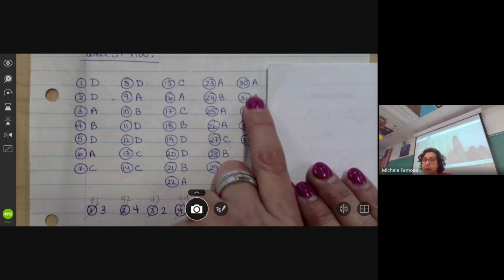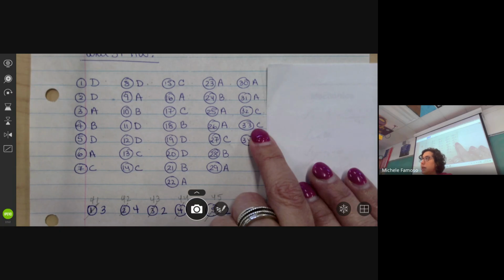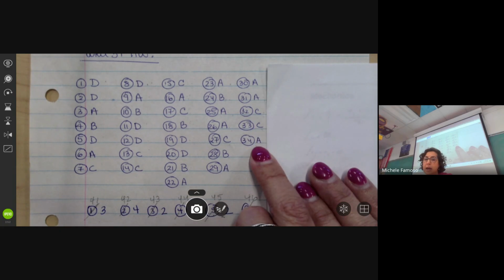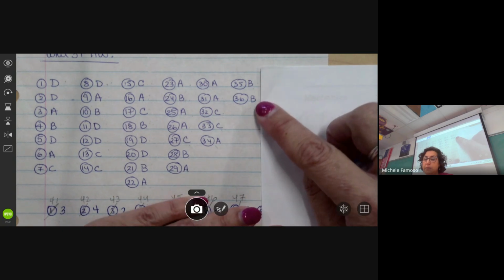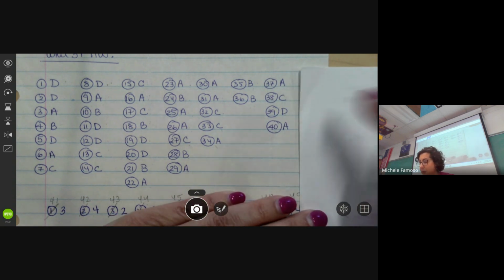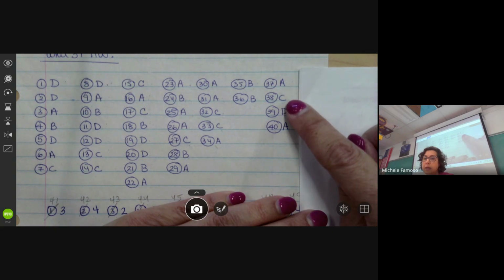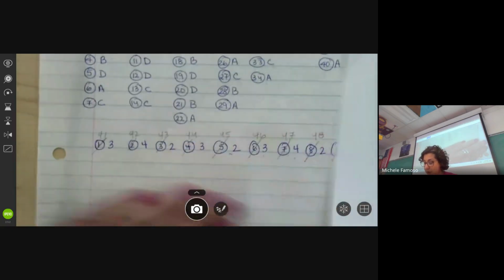30 is A. 31 is A. 32 is C. 33 is C. 34 is A. 35 is B. 36 is B. And on the last page of these types of multiple choice, 37 is A. 38 is C. 39 is D. And 40 is A. All right, the last two pages, which were mostly guess method questions.